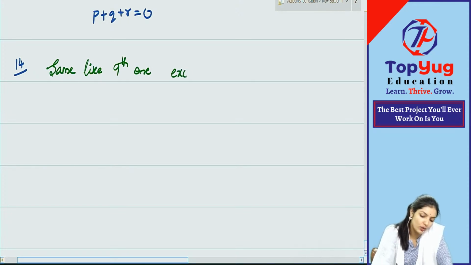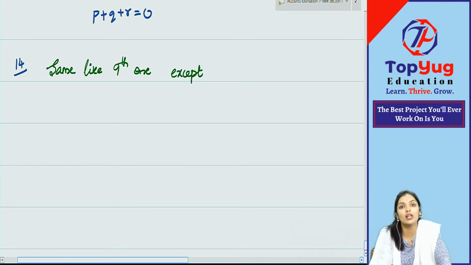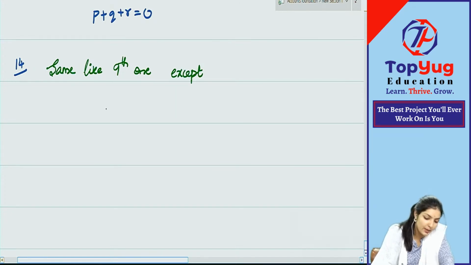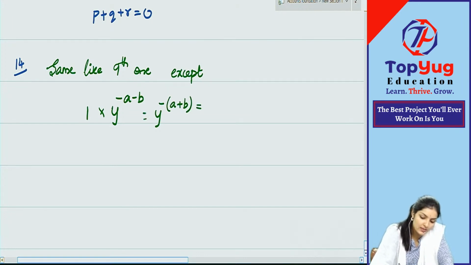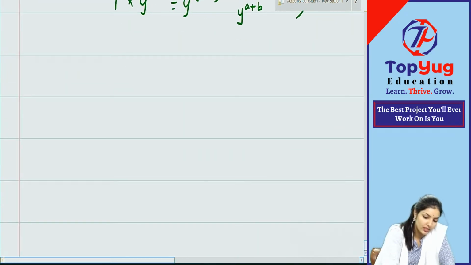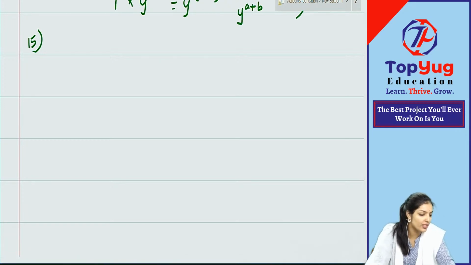So same as the ninth one, except this part, y to the power minus a minus b, and the remaining part would be 1. So if I take y common, it is a plus b. Therefore, I can write this as 1 divided by y to the power a plus b. Okay, option D it is. Now the 15th one.